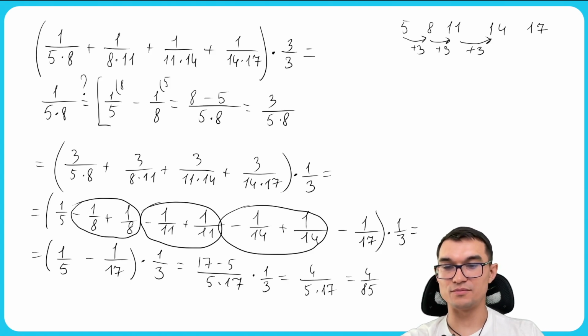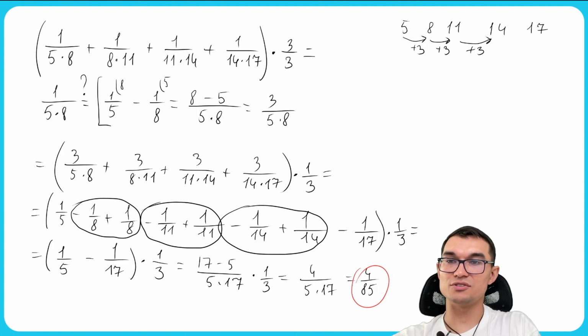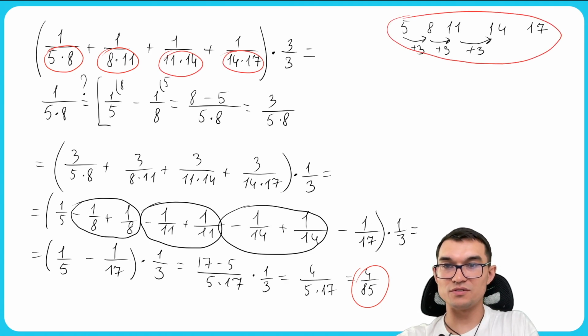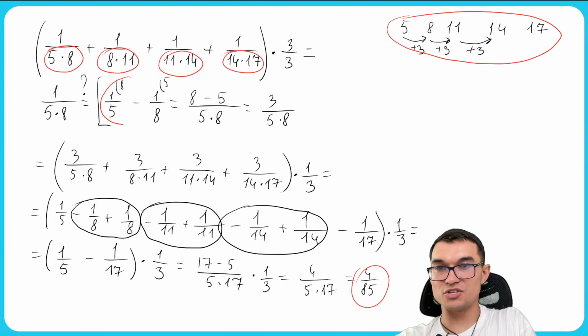So this is our problem generalized, and what we need to do is just to notice some pattern here, which is in that case an arithmetic sequence. And when we notice that, we have to represent each fraction as a difference of two fractions.